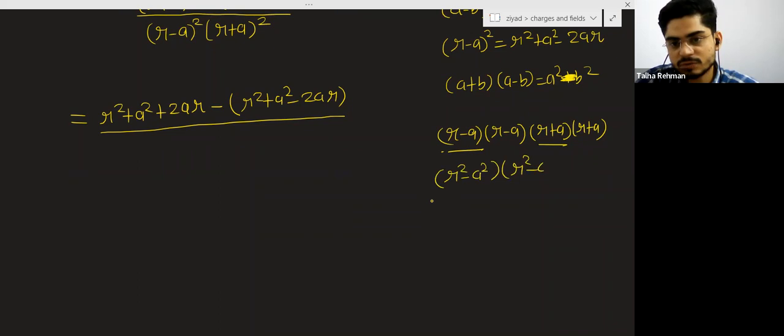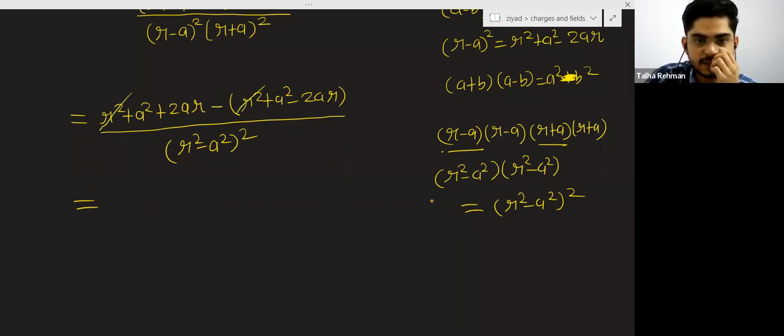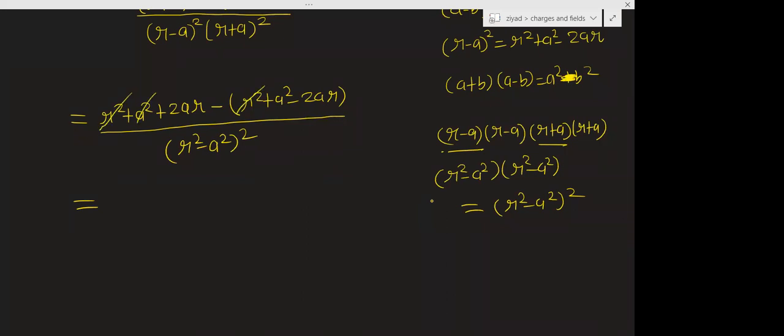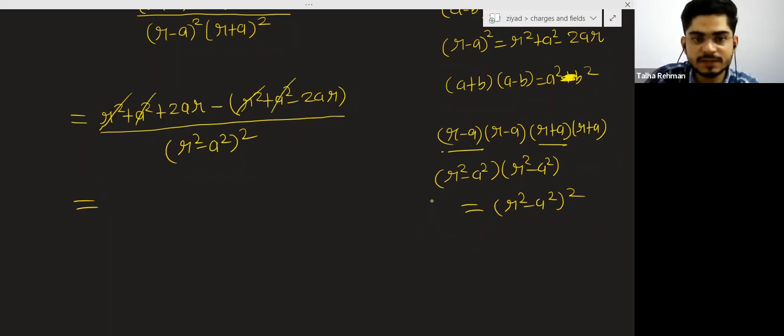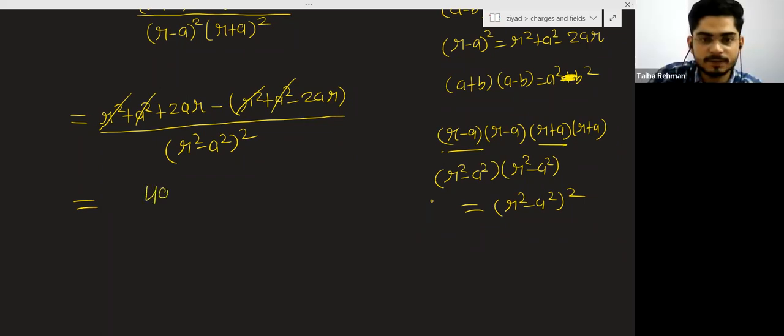Again, this will become R square minus A square. So finally, it will become (R square minus A square) to the whole square. Now this R square will cancel this minus R square. This A square will cancel this minus A square, and this is plus 2AR, 2AR, minus minus plus, so this will become 4AR.